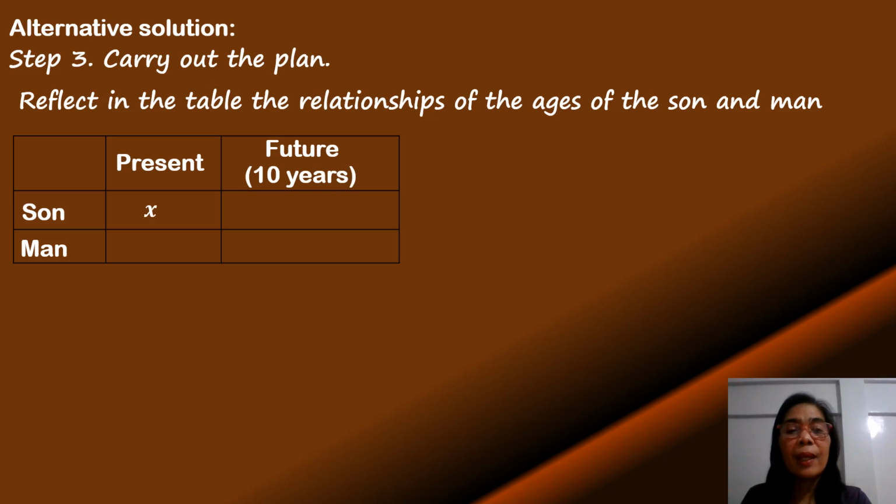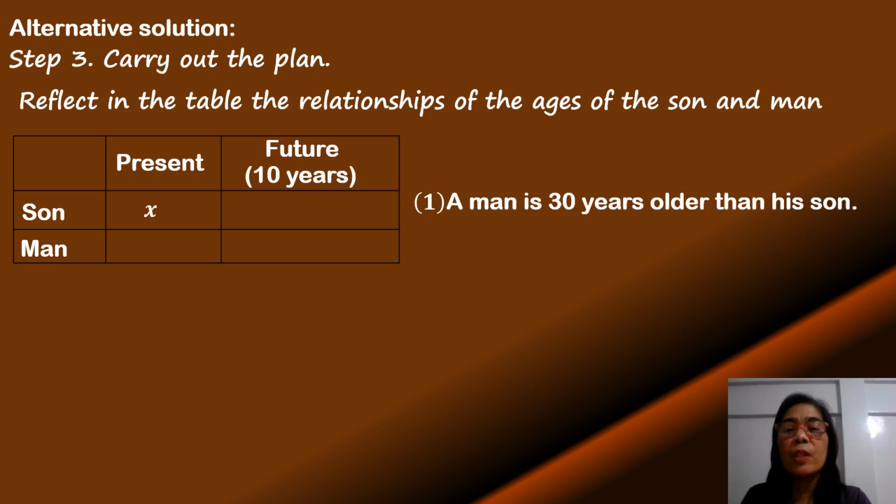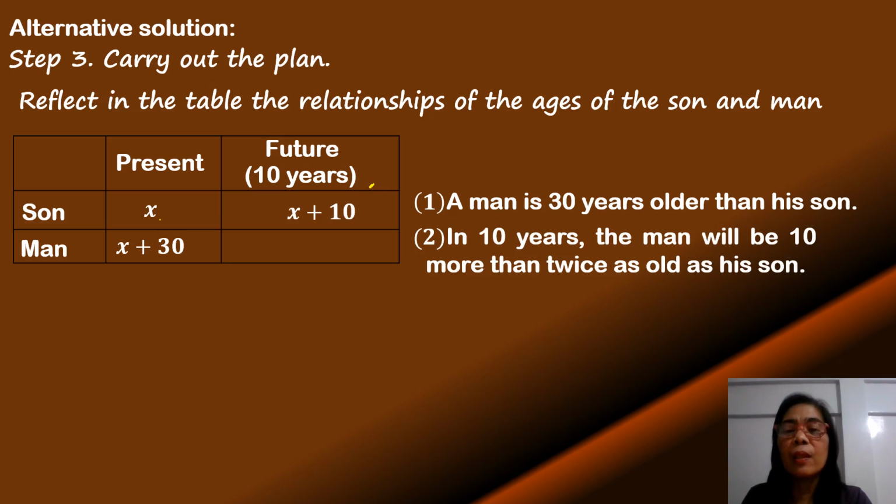If we let x represent the present age of the son, the first condition states that a man is 30 years older than his son. So if the son is x, that means the present age of the man is x plus 30. And in 10 years, the son will be x plus 10.